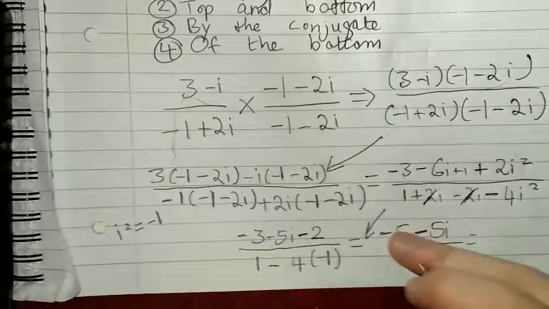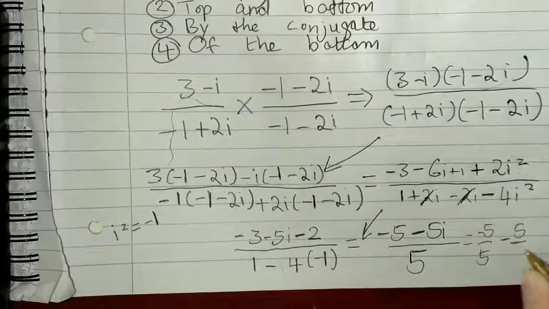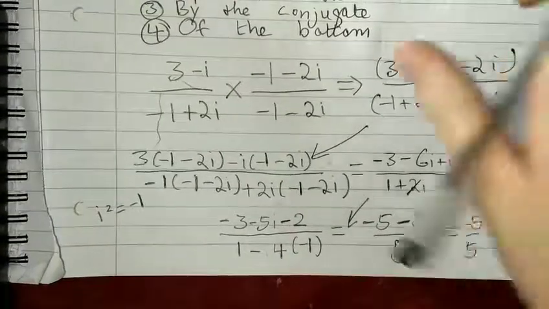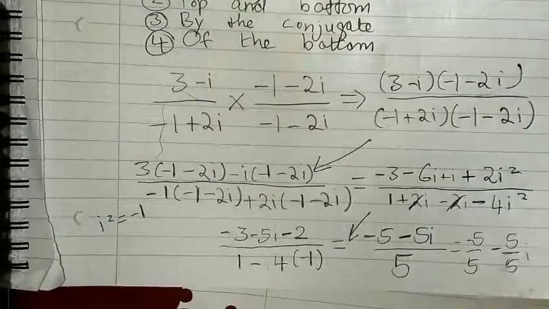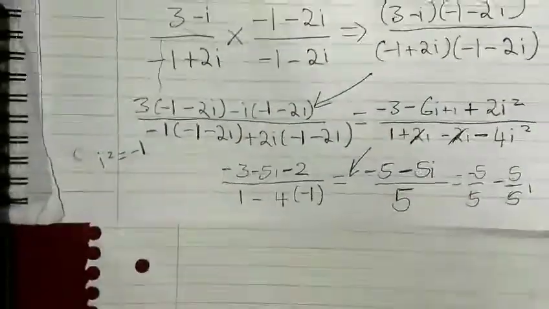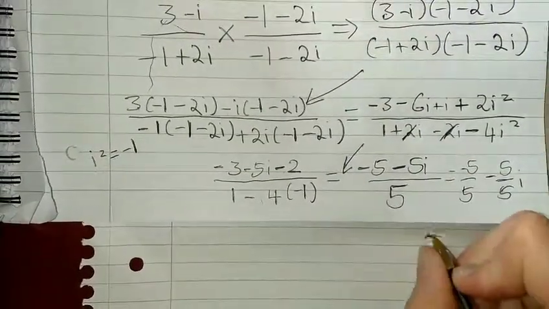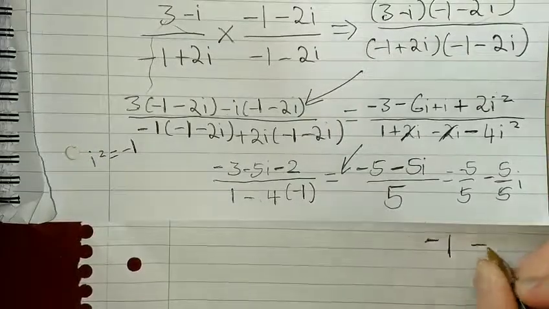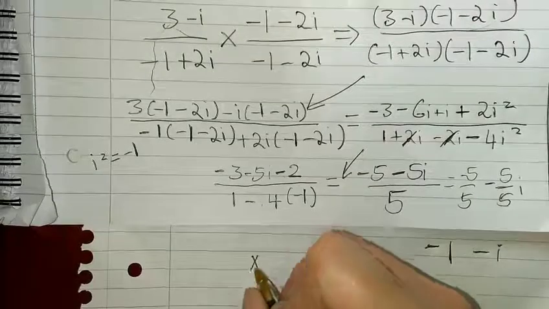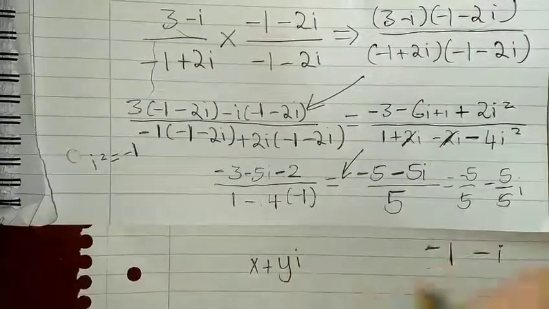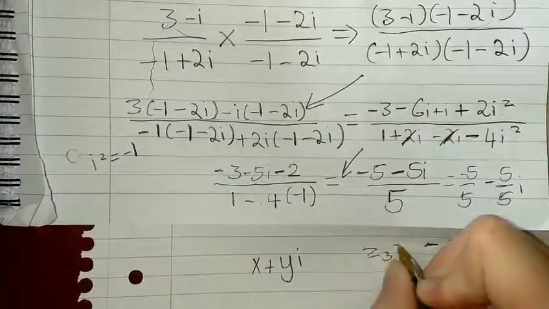Now I have to divide each of them by what's on the bottom, so minus 5 minus 5i over 5. I just have to divide both of them by 5, so I get minus 1 minus i, or minus 1i. That is in the form x plus yi, and that is my answer for z3.